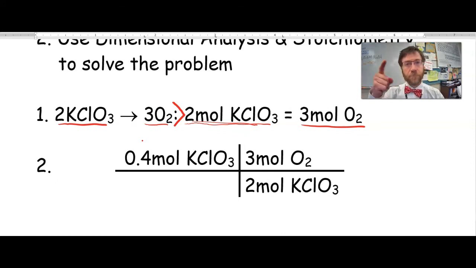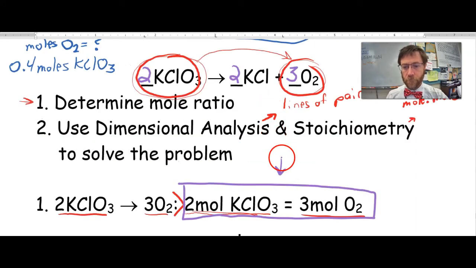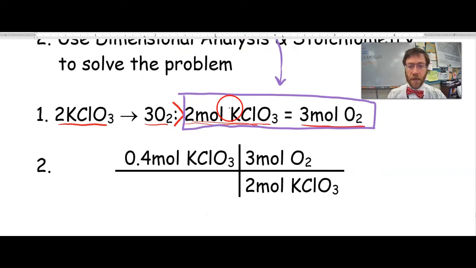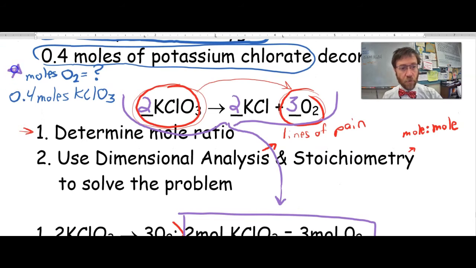All right, so part 2, I'm going to use the lines of pain, dimensional analysis, and stoichiometry, the mole-to-mole ratio. And your mole-to-mole ratio is this guy right here. 2 moles of KClO3 is equal to 3 moles of O2. Got it? And where did I get this mole-to-mole ratio? Right from here. Dig? Okay. So, why did I choose KClO3 and oxygen? Because those are the 2 things that I'm looking for, right? These are the 2 substances that I'm relating, going from one to the other. And I got it from the question.